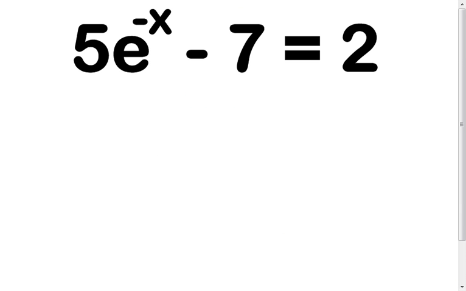And you can check these. That is totally doable and workable. Okay? So here what you want to do is a little simplifying first. In this case, I want to add 7 first. And then I have 5e to the x equals 2 plus 7, which is 9. Then I want to divide by 5. So I want to get that e part isolated first before I do anything.